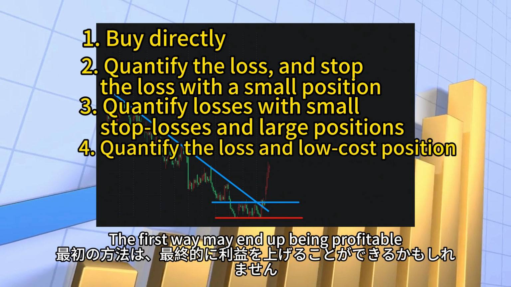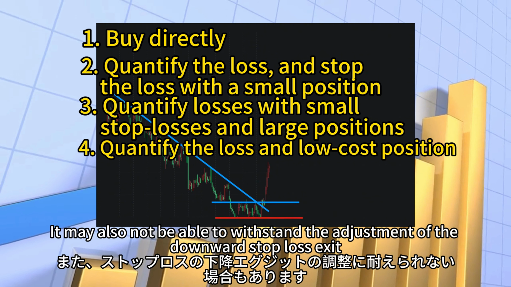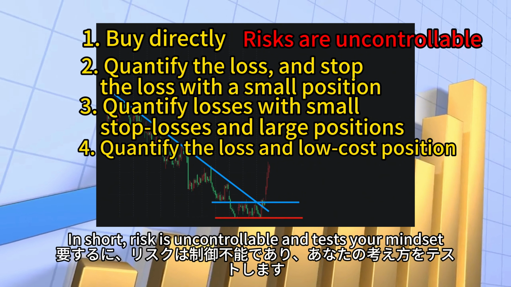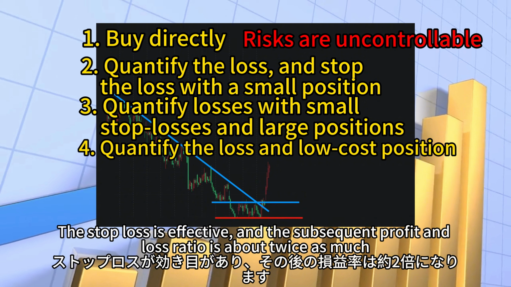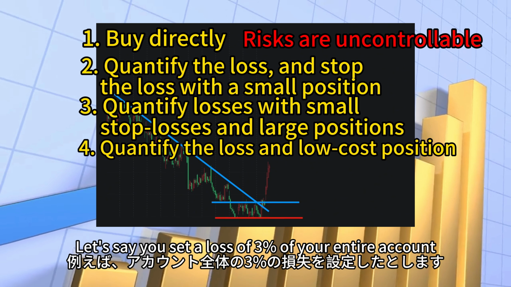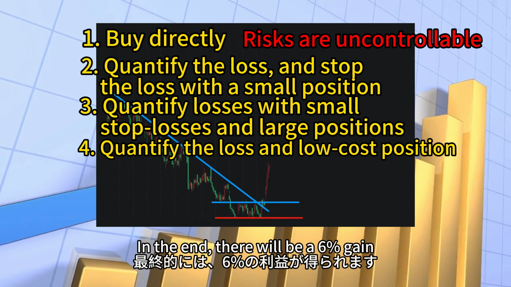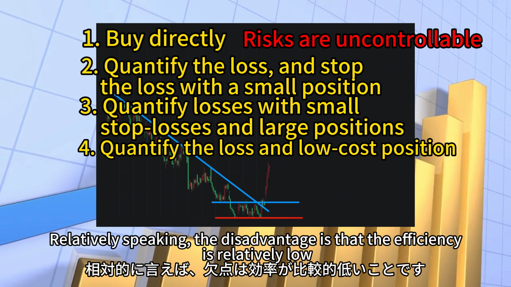The first way may end up being profitable. It may also not be able to withstand the adjustment and exit on the downward stop loss. In short, risk is uncontrollable and tests your mindset. The second way is to make a profit. The stop loss is effective, and the subsequent profit and loss ratio is about twice. Let's say you set a loss of 3% of your entire account. In the end, there will be a 6% gain. Relatively speaking, the disadvantage is that the efficiency is relatively low.